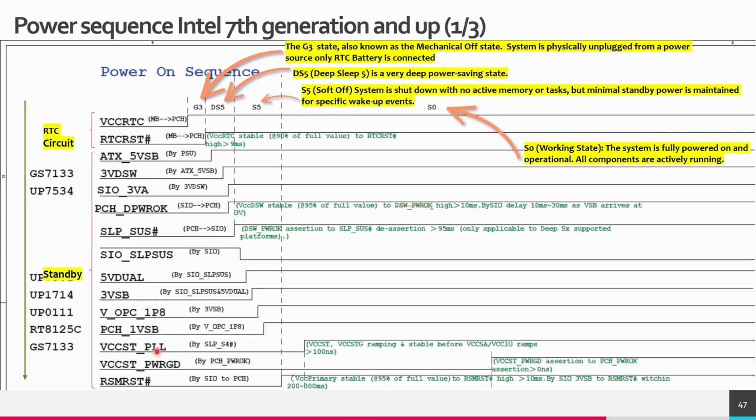When the PCH chip is up and running, the next power sequence is the VCCST PLL. This is a CPU voltage, and in the standby state it remains low. So there has to be 0V at the voltage rail that will go to the CPU. Also, the power good signal from the VCCST power regulator remains low. Basically, this voltage rail that will go to the CPU and the power good signal will go high once the system is powered up. But in this case, we're still in the standby state, it remains low.